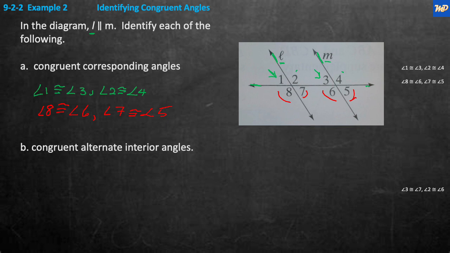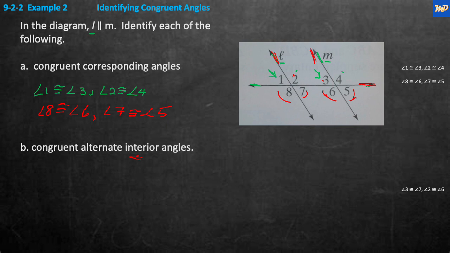Okay? How about congruent alternate interior angles? Well, when they speak of interior angles, they mean the angles between these two parallel lines. The angles in between. So 2, 3, 6, and 7 are interior angles relative to the transversal that's drawn here. Okay? So congruent alternate interior. So which angles are congruent based on these two parallel lines and this transversal?